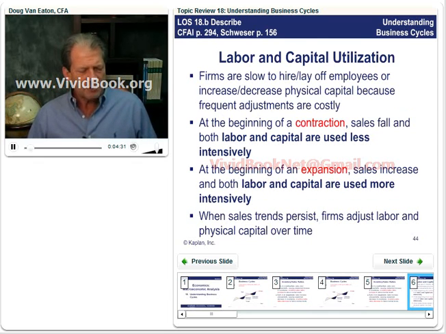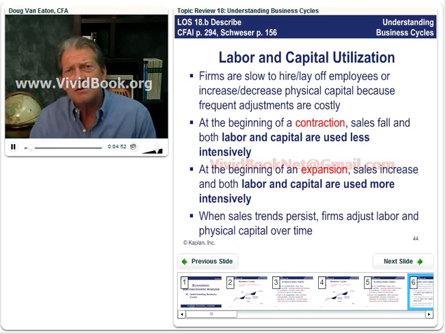So, what happens to labor and capital utilization? Well, the key to understanding this labor and capital utilization is kind of a stickiness, right? Just think of companies as being slow to lay people off and slow to hire full-time employees. And I think that'll help you keep this clearly in mind, what's going on.